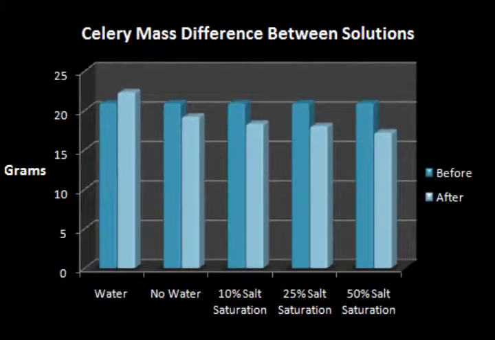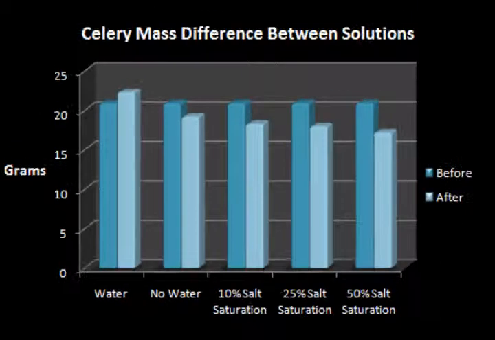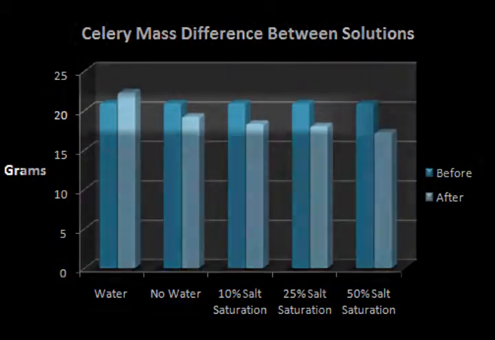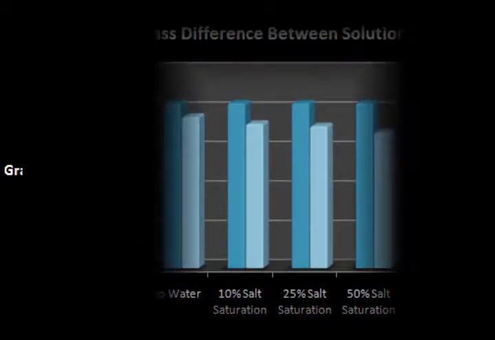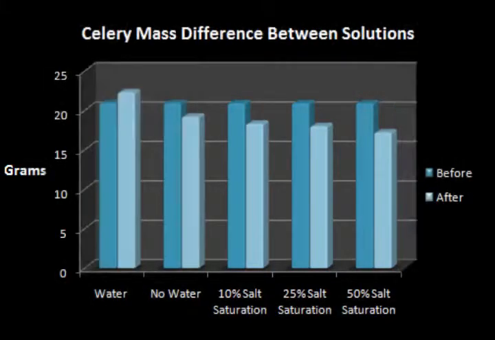This graph shows the mass differences of the pieces of celery before and after the experiment for the 5 solutions shown in the graph. The y-axis shows the mass measurements in grams for the tests. As you can see in the graph, before the experiment started, all celery pieces were 20.9 grams, but after the 24-hour occurrence, only the mass for which the celery was put in the water increased, while the celery mass in no water, 10, 25, and 50% salt solutions decreased by 1.7 grams to 3.7 grams.